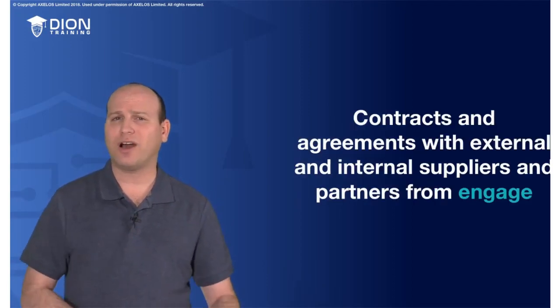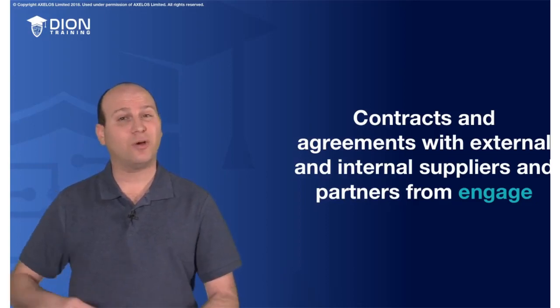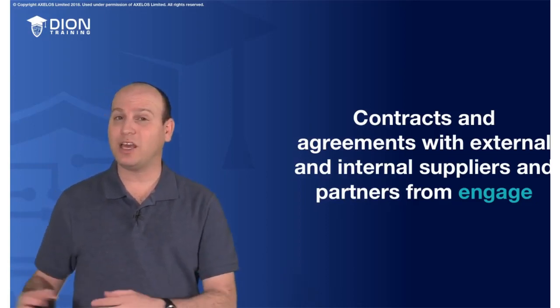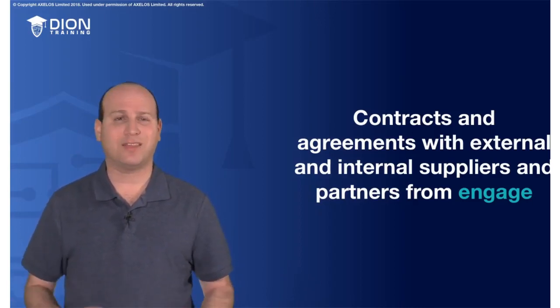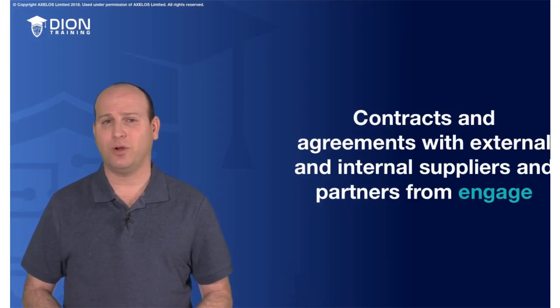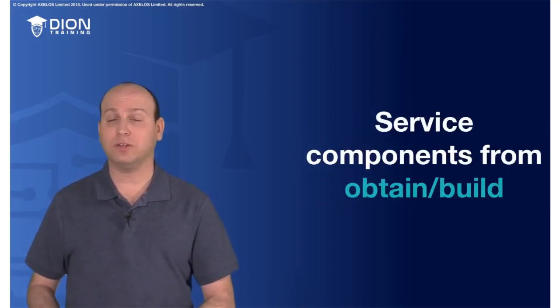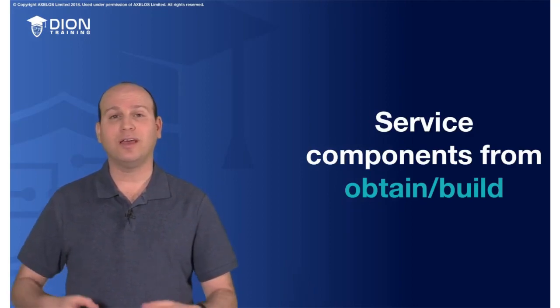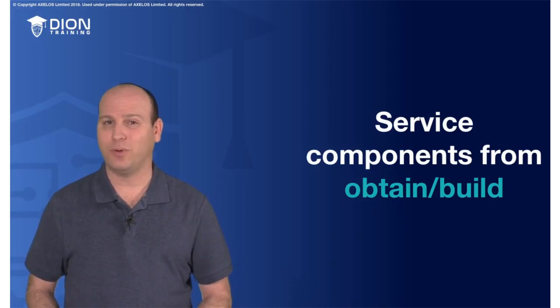We're also going to have our contracts and our agreements with external and internal suppliers and partners provided to us from Engage. As Engage does all the external engagements, we're then going to use those contracts to get the things we need inside of deliver and support. We also are going to get service components provided to us by obtain and build. As they built that new email server, it's going to be transitioned, and eventually we are going to get it here in deliver and support.